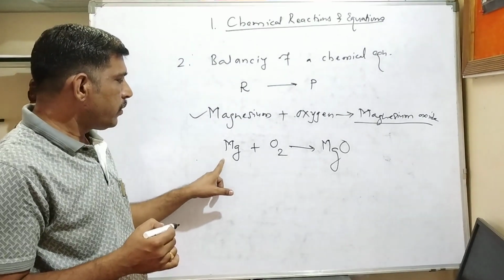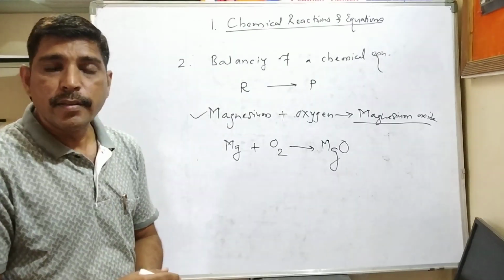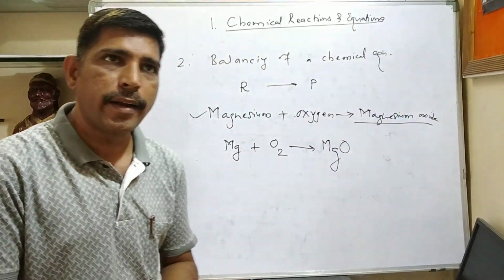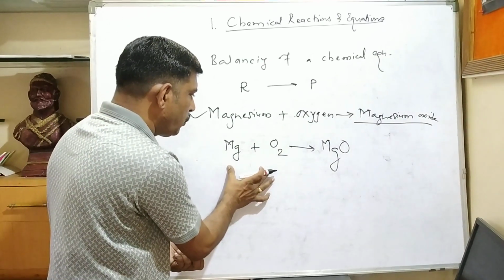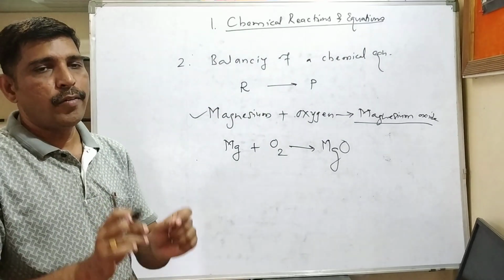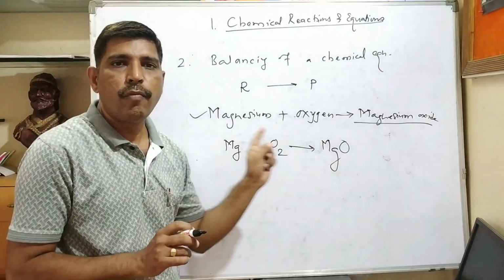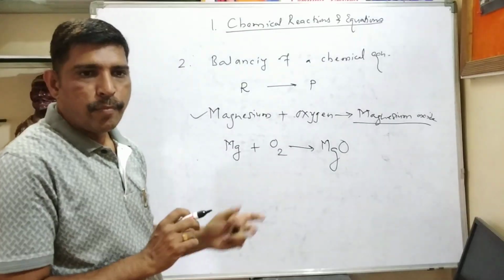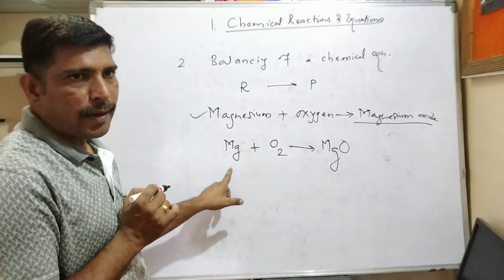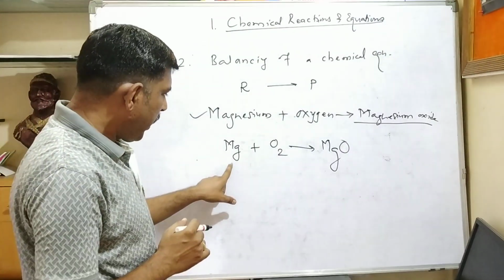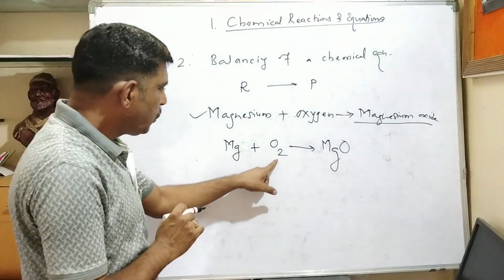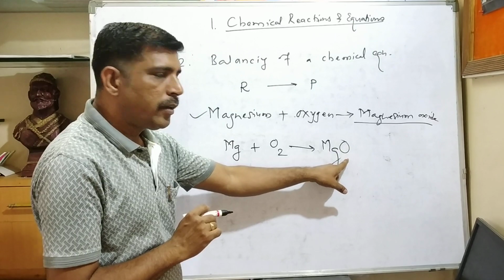Here, according to the law of conservation of mass, in a chemical reaction the mass of the reactants and products will be equal. So the masses of these two reactants will be equal to the mass of this product. For that we should take an equal number of atoms of that material. So here, let us count the total number of magnesium atoms on both sides. Here the magnesium is 1 atom. Then oxygen, here 2 oxygens are there, and here only 1.